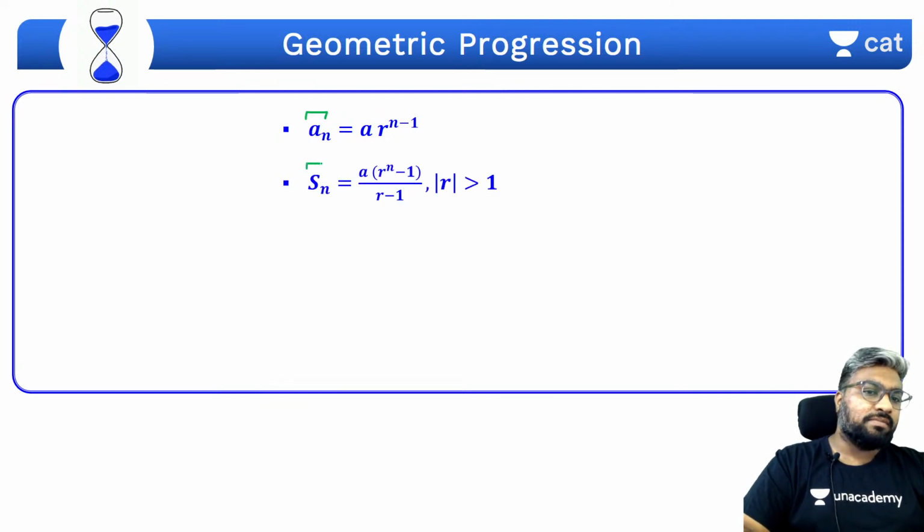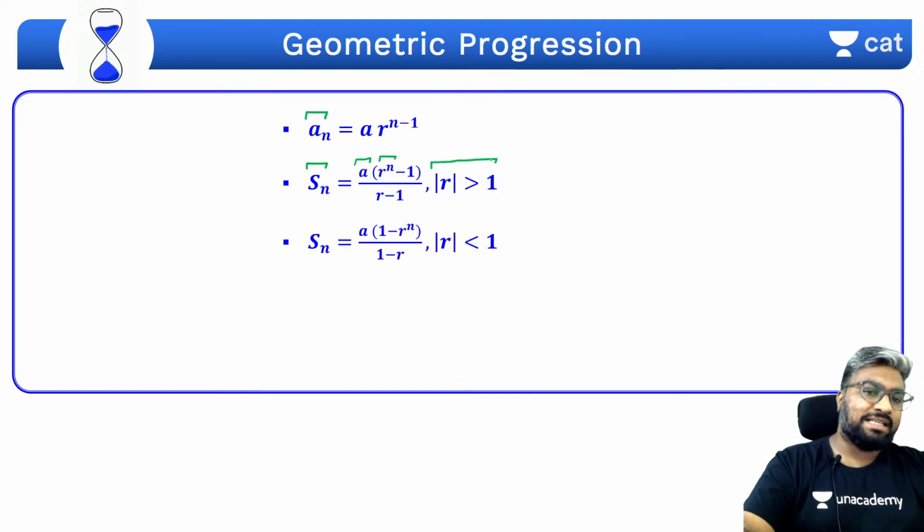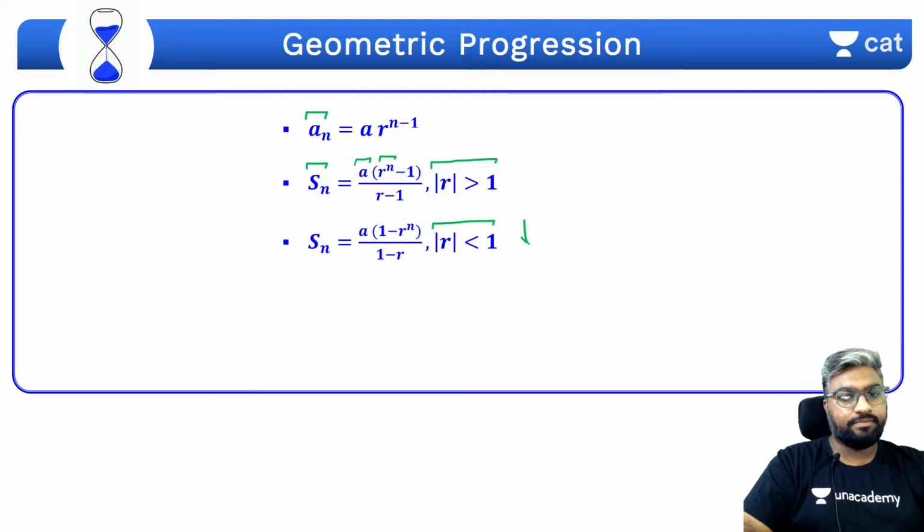Sum of n terms of a geometric progression can be found out by what? Multiplying the first term, yes, into common ratio R raised to the power n, n is the number of terms, minus 1, divided by R minus 1. Yes, this will work when R is greater than 1. If your R is less than 1, that is in a decreasing GP, what will it become? 1 minus R, so whatever it is, you will take 1 minus, that's it.